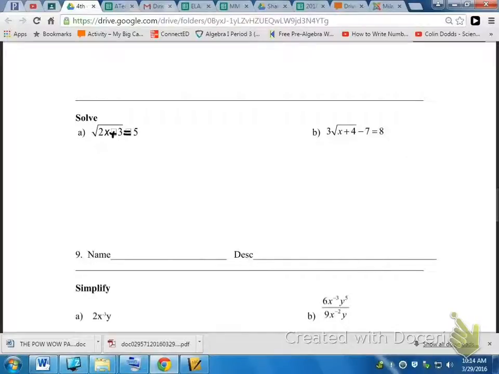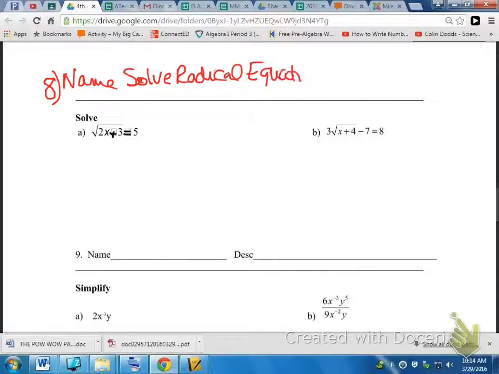All right, this is number 8, and the name for number 8 is solve radical equation. They're all the exact same. Solve radical equation. Notice this one has an equal sign. So when it has an equal sign and it says solve, that means you're going to find what the variable equals.